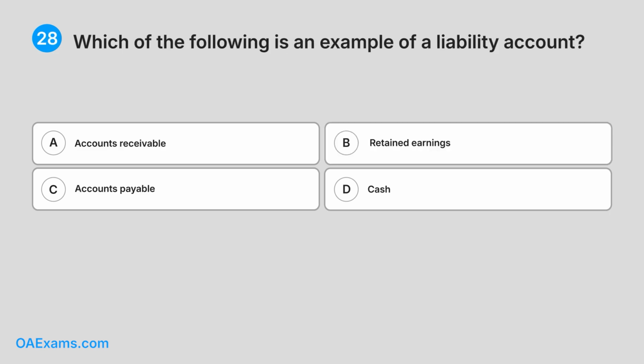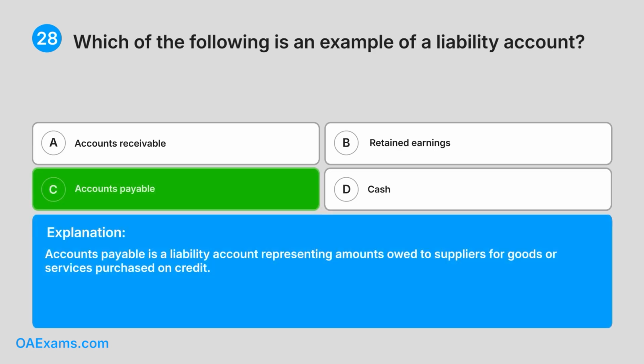28. Which of the following is an example of a liability account? A. Accounts receivable. B. Retained earnings. C. Accounts payable. D. Cash. Do you know the answer? Correct answer: C. Explanation: Accounts payable is a liability account representing amounts owed to suppliers for goods or services purchased on credit.